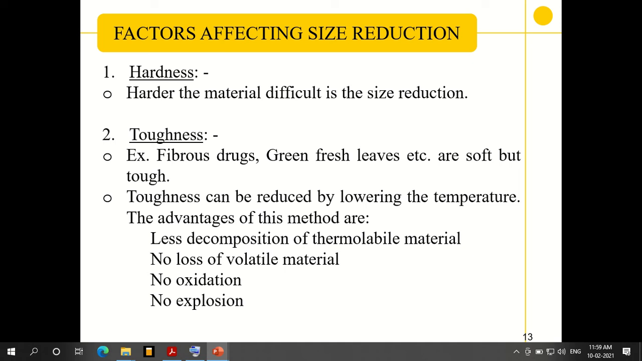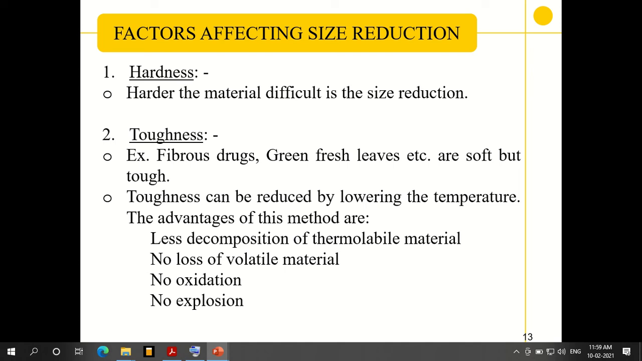The first thing is hardness. Hard material is always difficult to break down. That is the main problem. So for the hardness of the material, the equipment should have an impact nature, like a ball mill we can use for the size reduction. That is one of the processes.